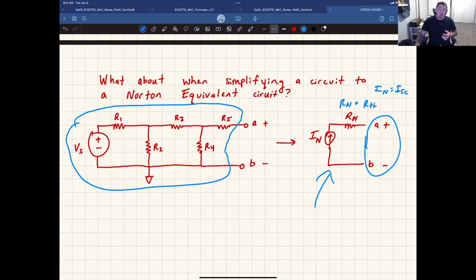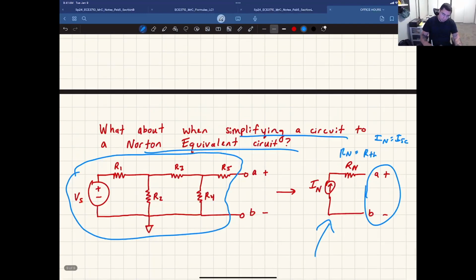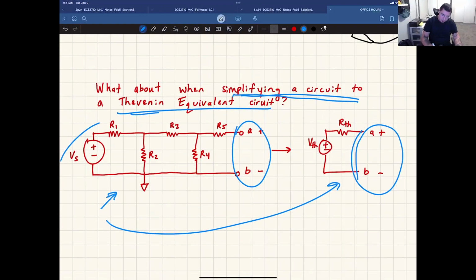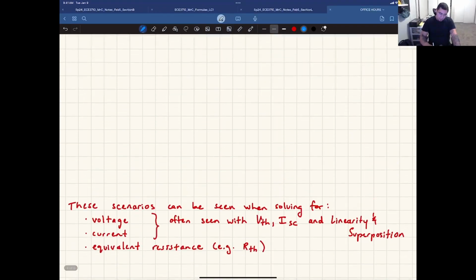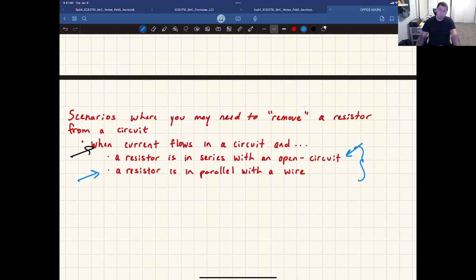So, when can you not remove a resistor? When you're simplifying a circuit to the Norton equivalent circuit, or when you're simplifying a circuit to its Thevenin equivalent circuit. Any other time, if there's current moving, and if you are in either of these two conditions, you can remove the resistor. And again, remove means that you have mathematically demonstrated, or you have demonstrated with the physics principles, that the resistance doesn't exist when you simplify the circuit because current is moving.